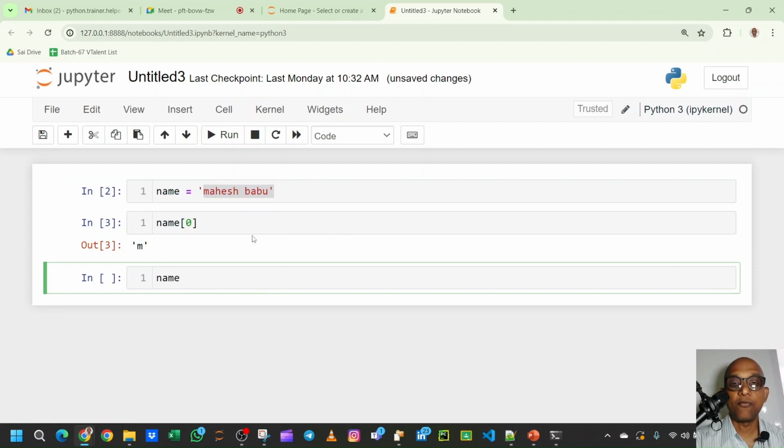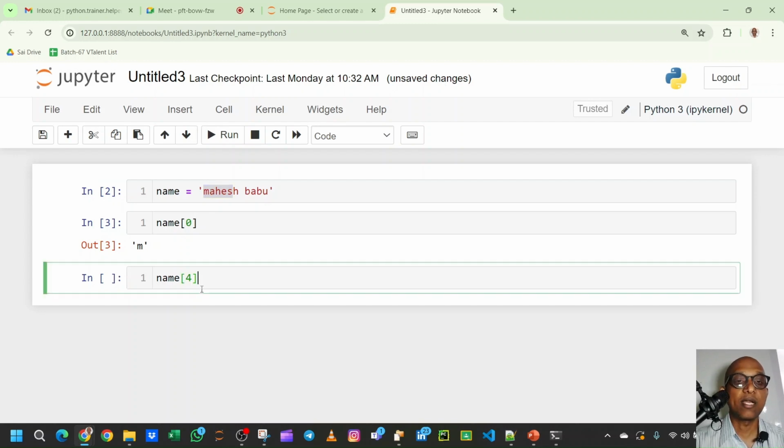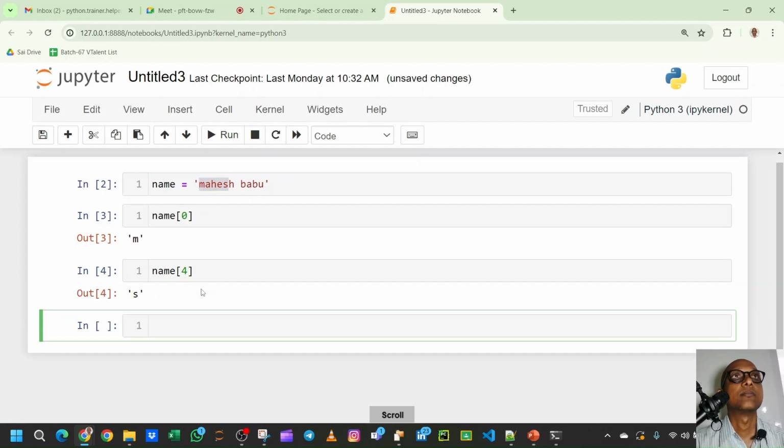For example, name of 4. What does it mean? I am going to get the character present at the 4 index position. This is my 0 index, then 1, 2, 3, 4. S is the character, right? I'm going to get the S here. Clear? Anyone have any questions?